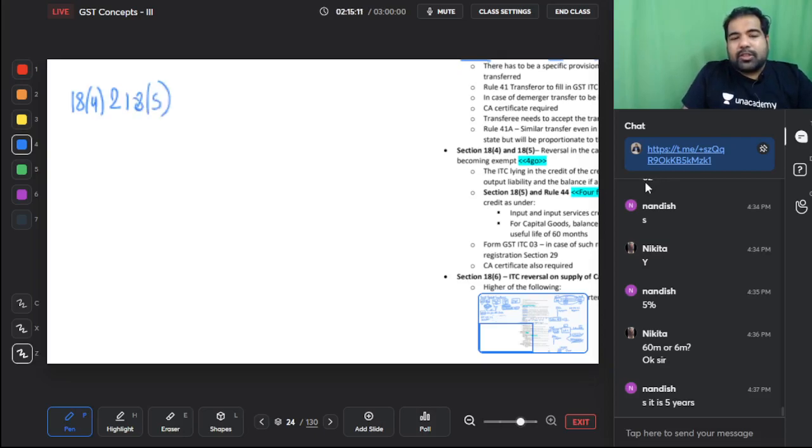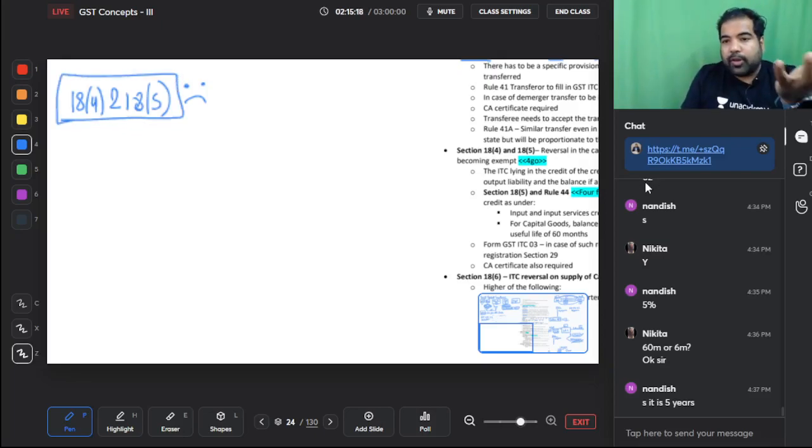Here the government has stopped smiling, guys. The government is upset here. Why? Because you are moving from a normal scheme to the composition scheme. Guys, in the composition scheme, does the government get a lot of taxes?